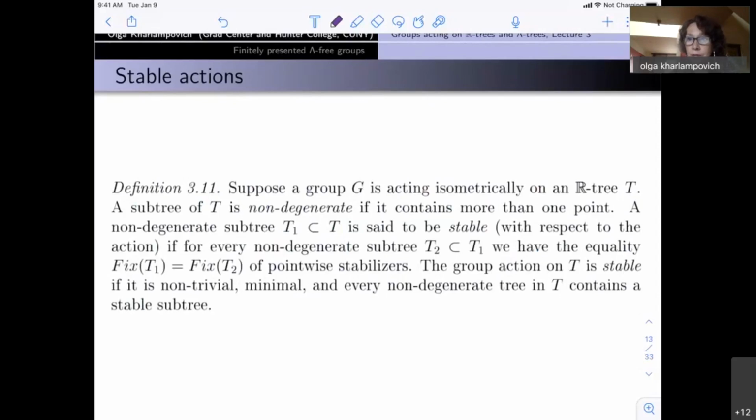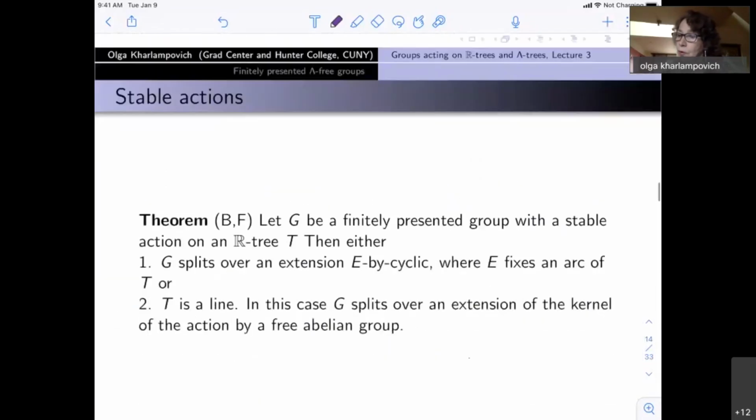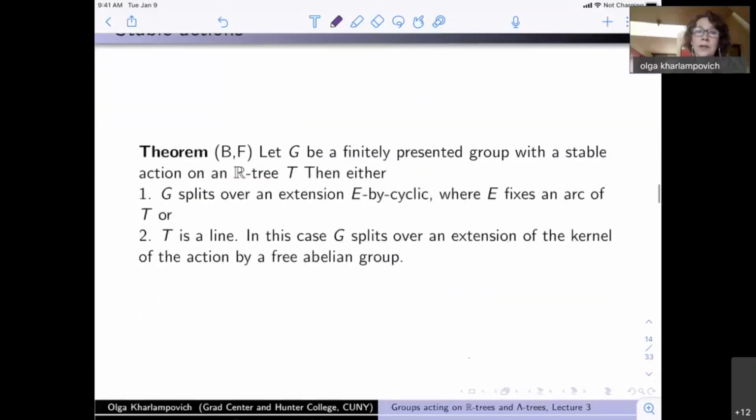Actually, I spoke yesterday about the fundamental group of a graph of groups. So this is a graph of groups, and they have abelian vertex groups. They have surface with boundary vertex groups, and they have some other vertex groups.